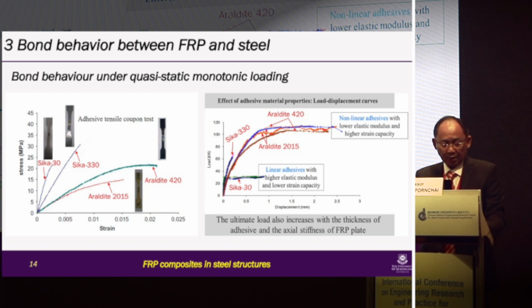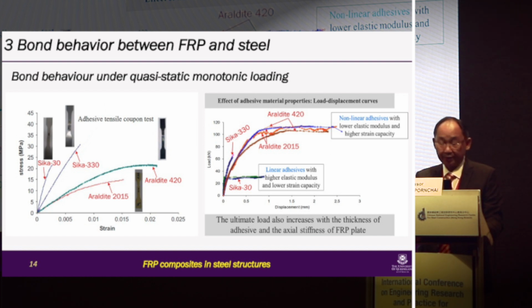Now, in this study, we use 4 different adhesives which are commercially available. The Sika 330, which is the recommendation from the industry to use for FRP steel bonded joints. You can see that the 2 adhesives have high elastic modulus and high tensile strength, but they are almost linear elastic and brittle compared with the 2 Araldite adhesives, which are non-linear and ductile.